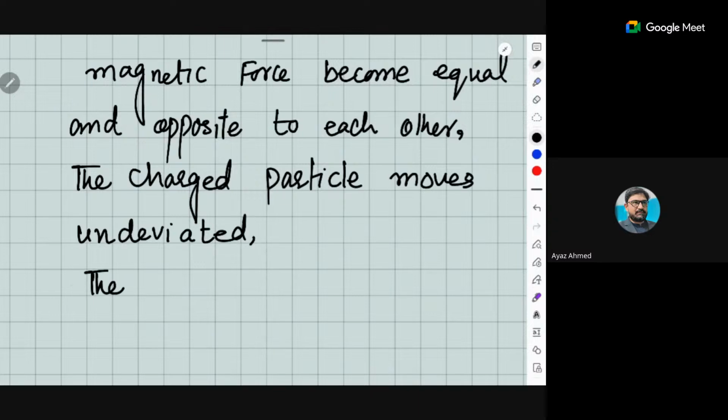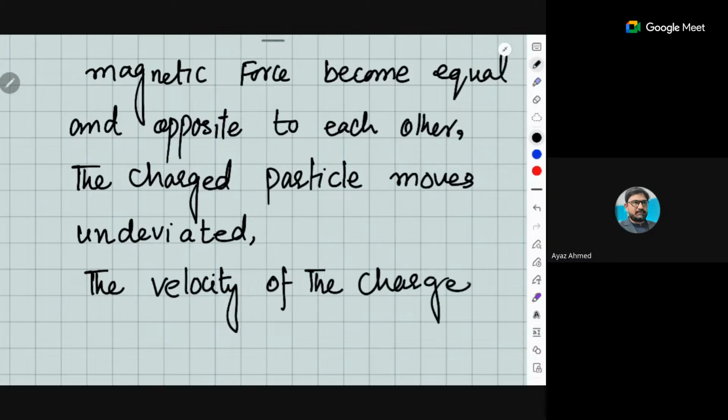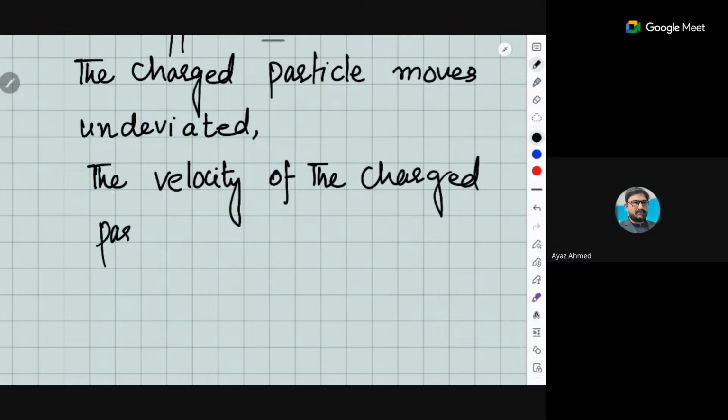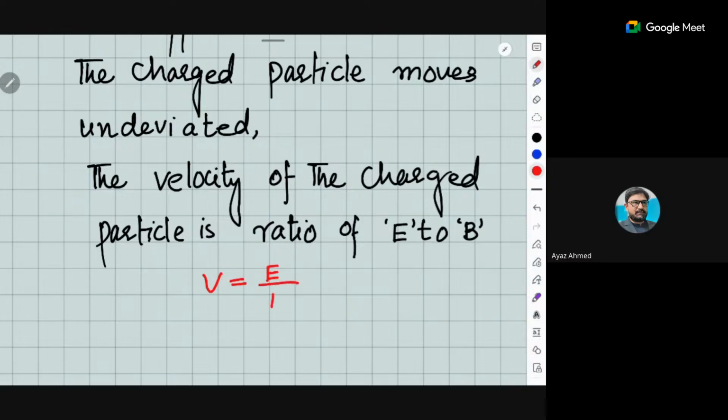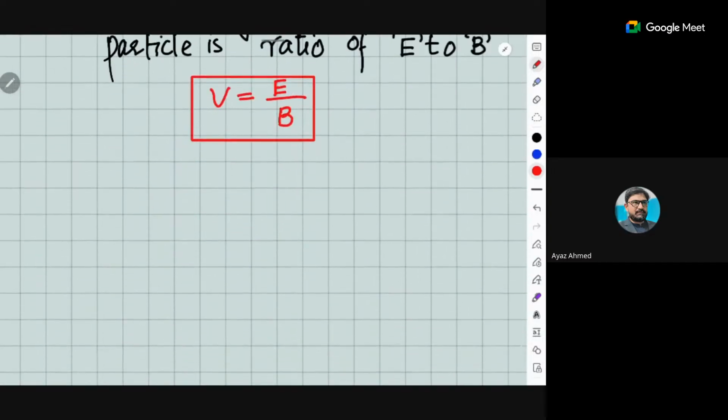Now, the velocity of the charged particle, this all is to be written. Velocity of the charged particle is the ratio of E to B, that is, electric field strength to magnetic field strength. Mathematically, V is equal to E divided by B. Till this point, I have written this all. Now I will explain to you with the help of a diagram.